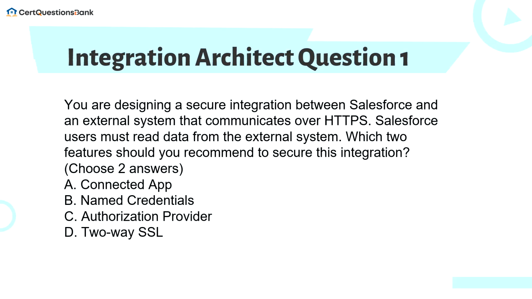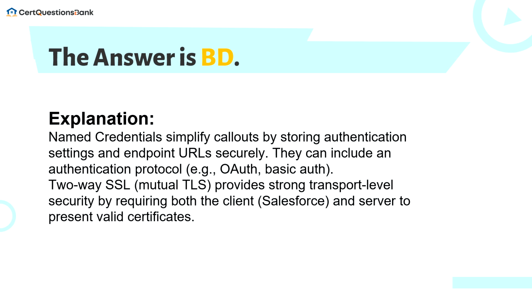You are designing a secure integration between Salesforce and an external system that communicates over HTTPS. Salesforce users must read data from the external system. Which two features should you recommend to secure this integration? Choose two answers. A. A connected app. B. Named credentials. C. Authorization provider. D. Two-way SSL. The answer is BD.